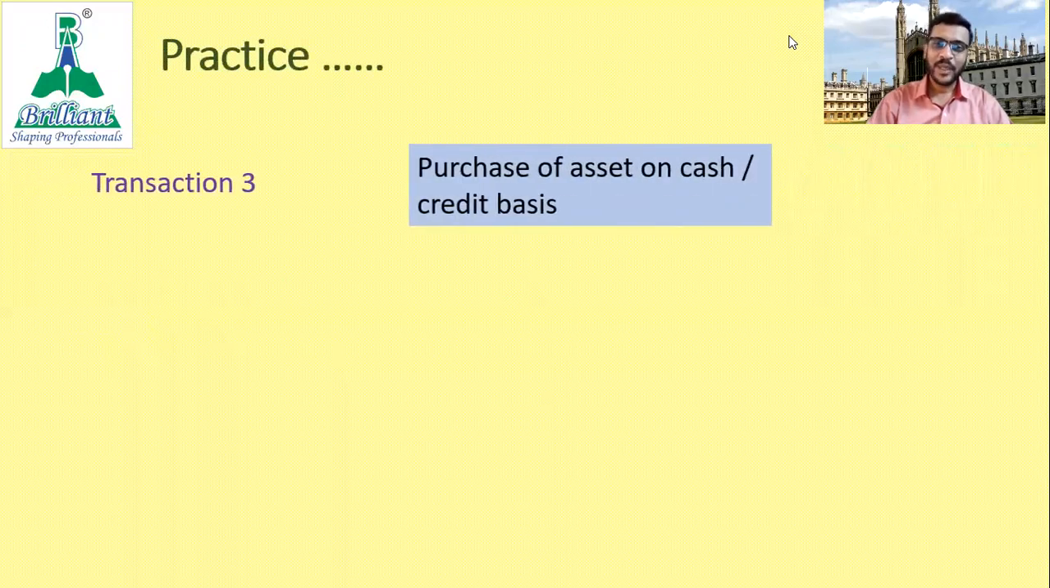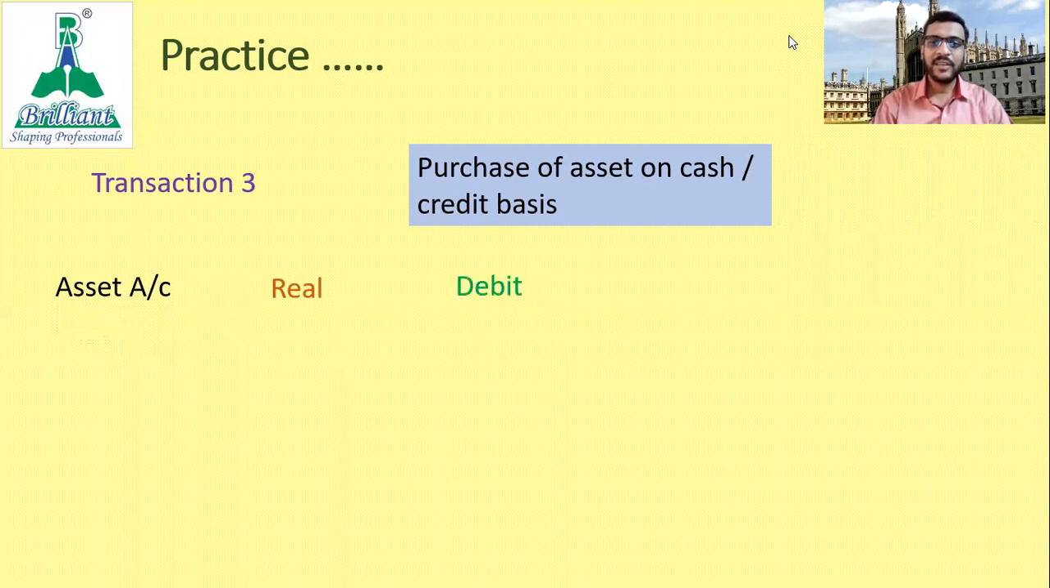Now practice of transaction number 3. Let's see which is transaction number 3. Okay, here we are purchasing an asset, not goods. So purchase of asset on cash or credit. Now here remember, in case of an asset we will use the asset account and not the purchases account. So the asset account is generally real, and the asset is coming in, so the asset account should be debited.